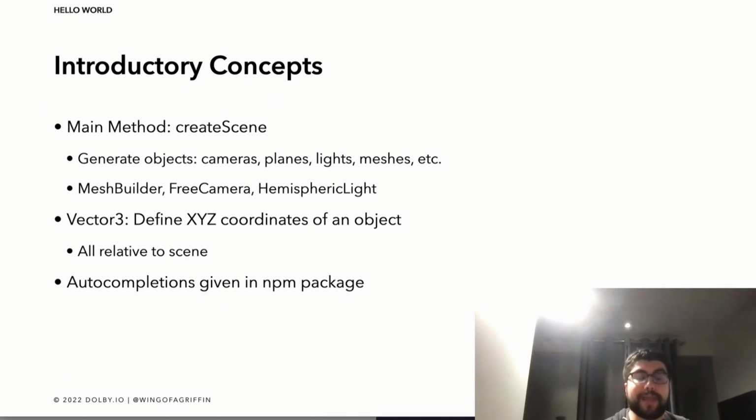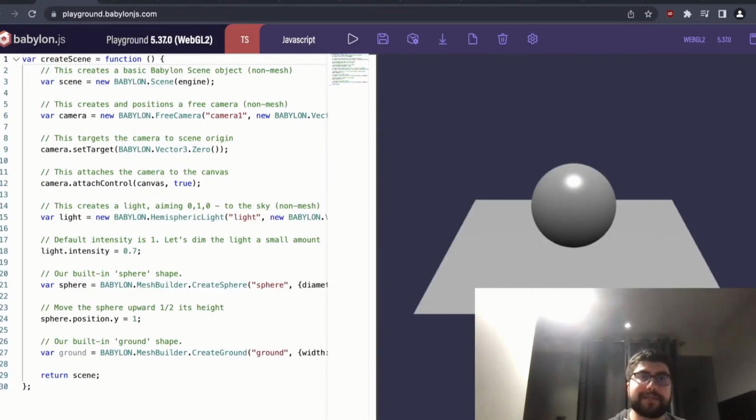So let's go see how we can use some of these in the playground. This is a website called playground.babylonjs.com, which is the first view you're going to see whenever you go there. You don't have to have anything loaded.